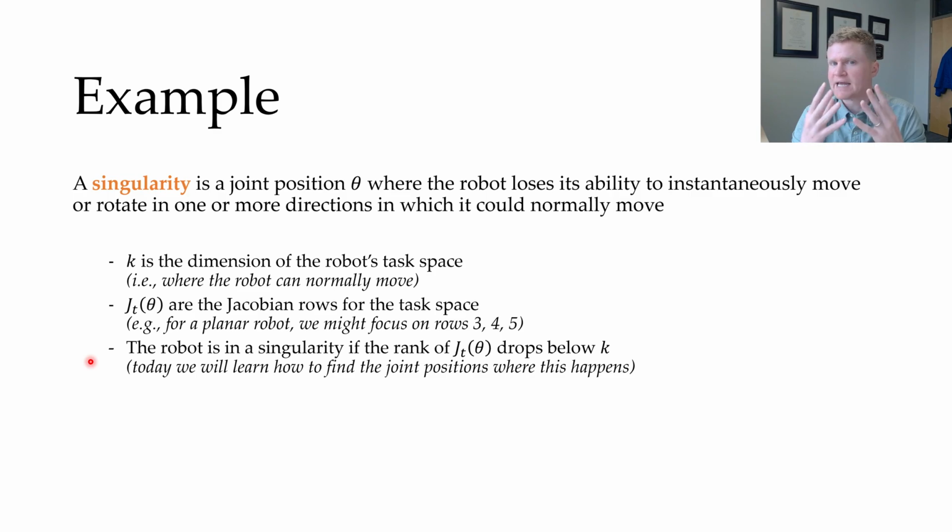And we know that a robot is at a singularity when the rank of J of T drops below K. So if my robot should be moving in, let's say, a whole three-dimensional world with X, Y, Z, roll, pitch, yaw, K is going to be 6. And if the task Jacobian drops below rank 6, then I have a singularity. Today, we're going to learn how to find the joint positions where these singularities occur.